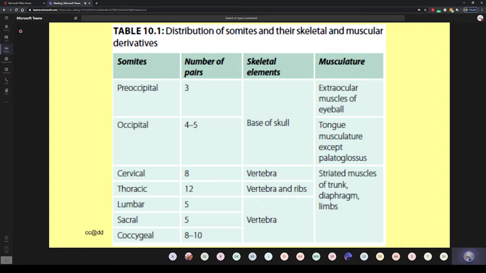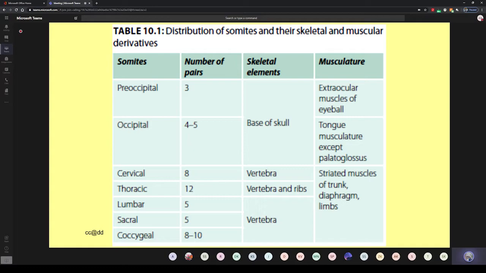What is going to happen to the paraxial mesoderm is very simple. In one word, it is going to form the musculoskeletal system. Simple and over. That is the first thing it does. That is the fate of the paraxial mesoderm. There are so many things which will happen which are not really necessary for you, but some words are very, very necessary for you.